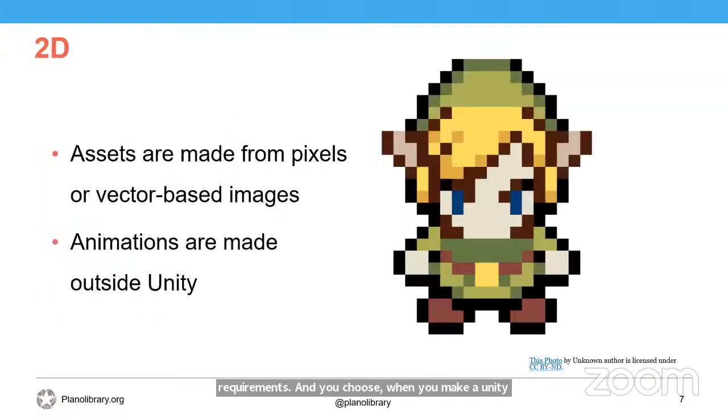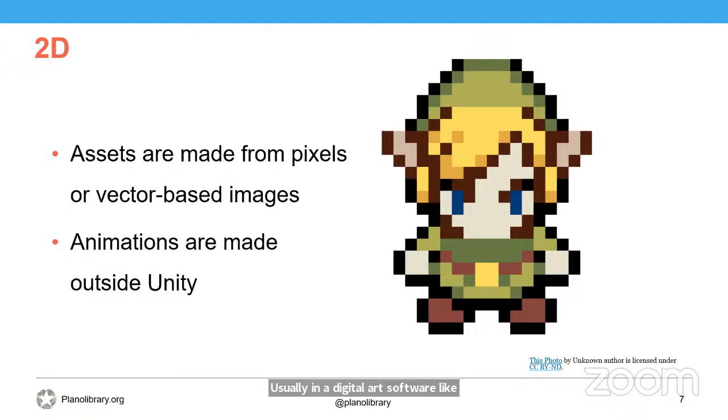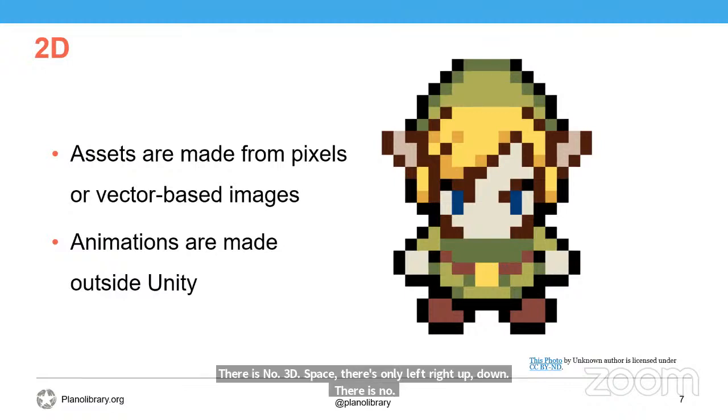For 2D games, assets are made from pixel-based images. Visual assets and animations almost always are made outside of Unity, usually in a digital art software like Photoshop, GIMP, Clip Studio, or even Microsoft Paint. It's just flat. There is no 3D space. There's only left, right, up, down. There is no in or out.